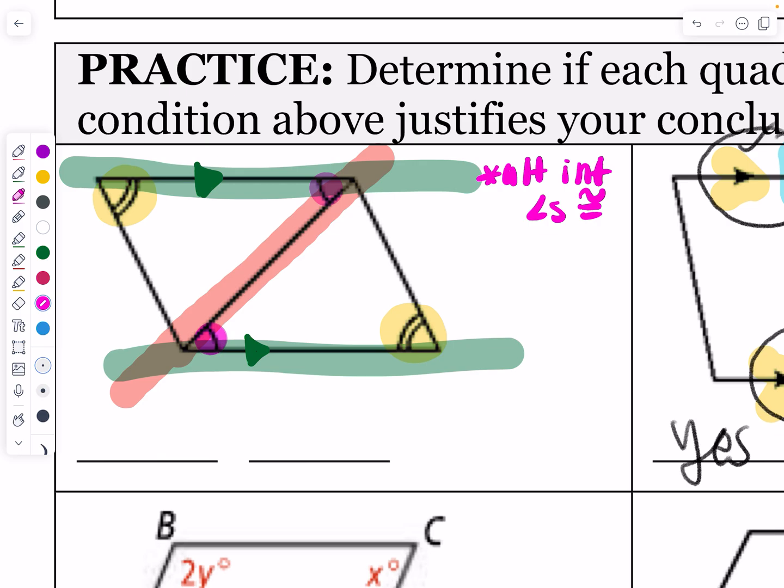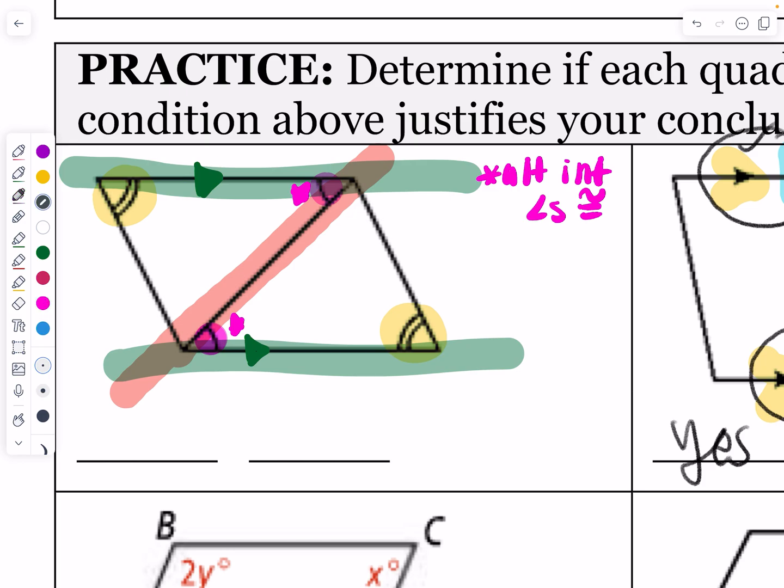We are able to say that those lines must be parallel, because these two star angles were congruent to each other. That's what allowed us to say that the lines were parallel. Right now we only have one set of opposite angles congruent to each other, and one set of opposite sides parallel to each other.